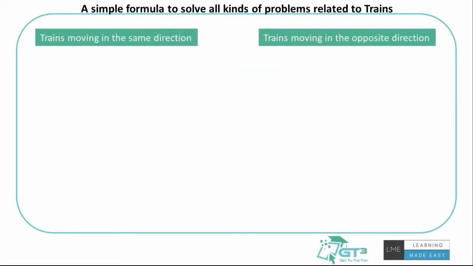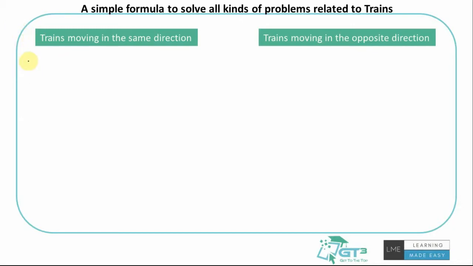Now, let's talk about deriving a simple formula to solve all the problems related to the trains. As we've discussed earlier, there are two scenarios that we should be aware of: trains moving in the same direction or trains moving in the opposite direction. So let's discuss one case first and then we'll come to the next one.